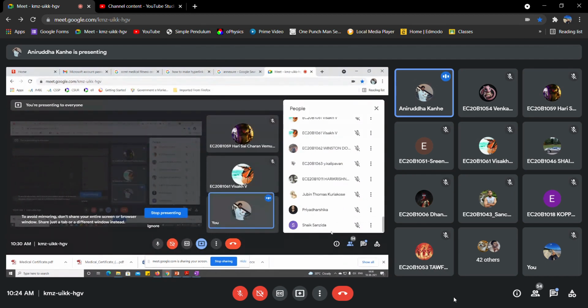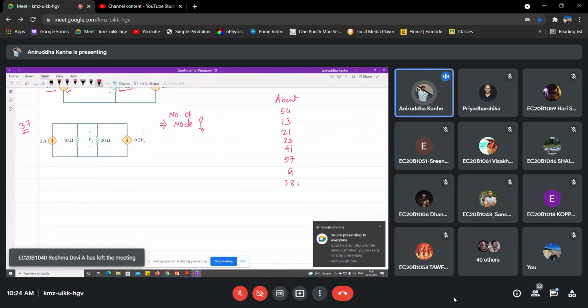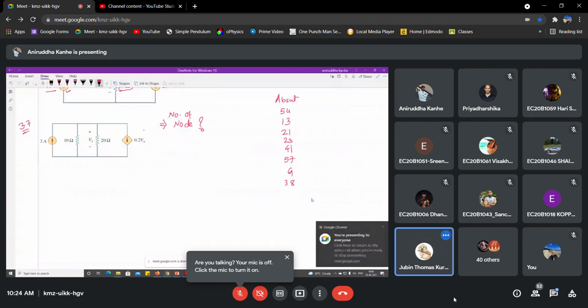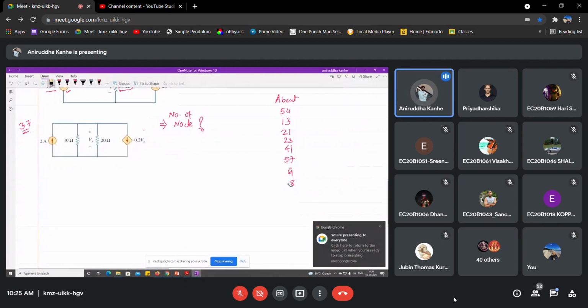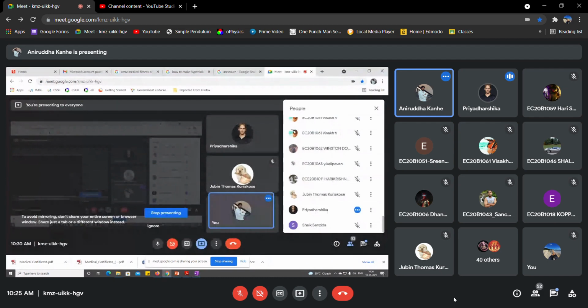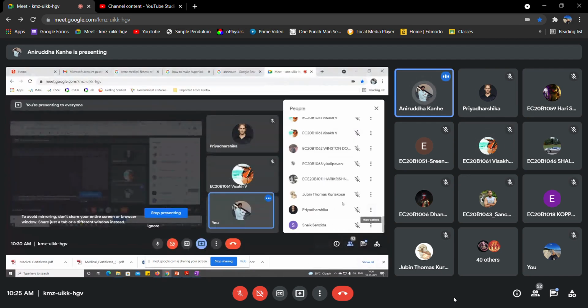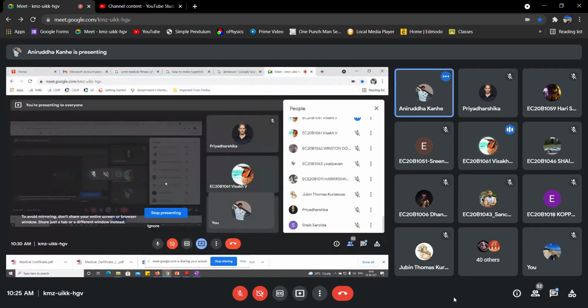Priyadarshika. May I know the roll number for Priyadarshika? 38, sir. You can also write your roll number before your name. Jubin Thomas. Roll number 14, sir. You also write your roll number in front of your name, right? 38 is there. So how many nodes are there? Roll number 38. 4, sir. Sir, 61, sir. 61. Who is 61? Jubin. No, sir, me. How many nodes? 4 nodes, sir.